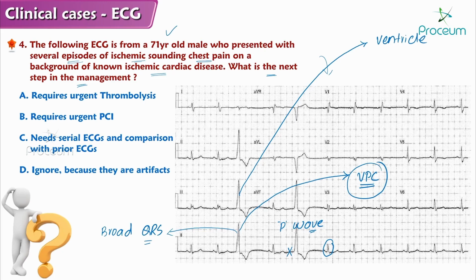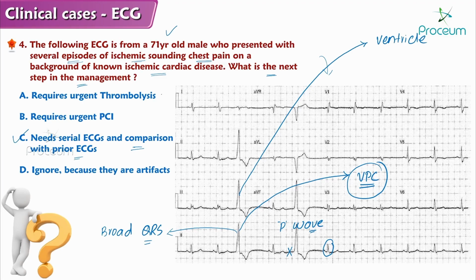Alright, now always remember, in an individual with an ischemic heart disease presenting to you with a history of ischemic pain and with the ECG showing ventricular premature contractures, that is a sign that the individual may progress to land up in myocardial infarction. So what is the next step in the management of this patient? You need to admit the patient and do serial ECGs and compare the ECGs with the previous ECGs. This is not an acute MI, right? He may progress into acute MI. So that is the reason why you admit the patient and do serial ECGs.